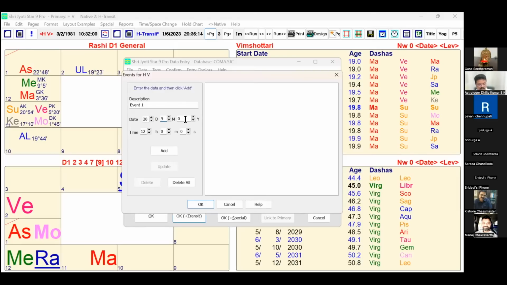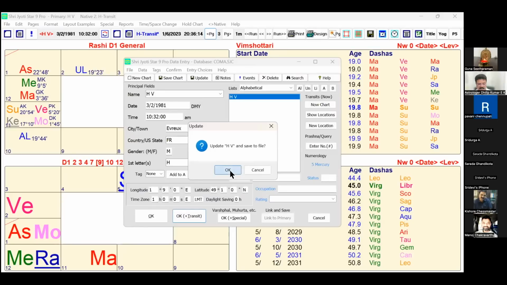One second, Guruji. 24th September 2000. And then add. Now you can again type event 2, sir. Event 2. Okay. 26 September 2003. And then add, is it? And then add. Now click OK, sir. Where here? Yes. Click OK. Here update. Yes, give OK, sir. Okay. And now again okay.